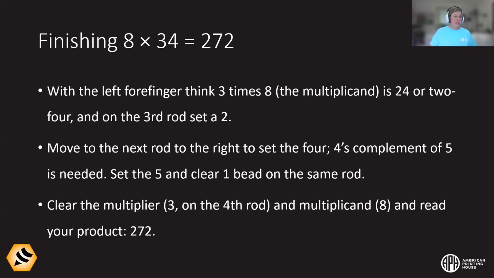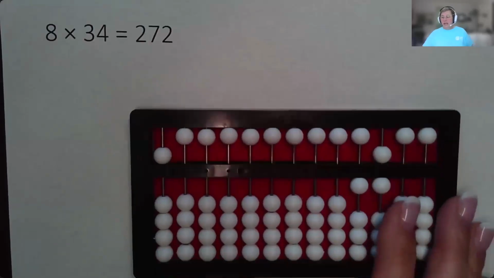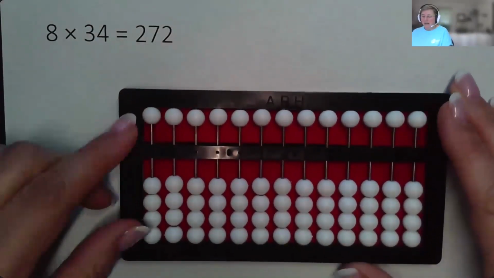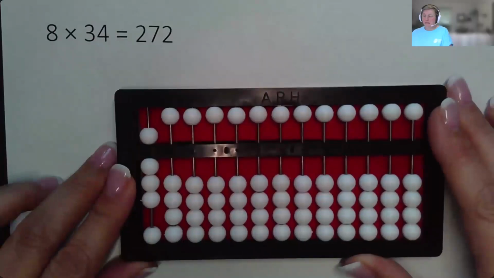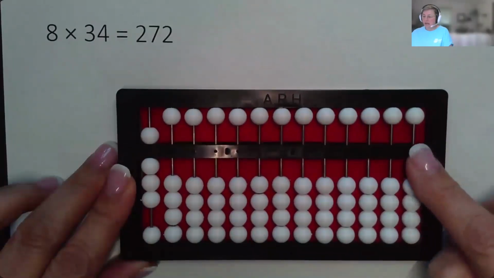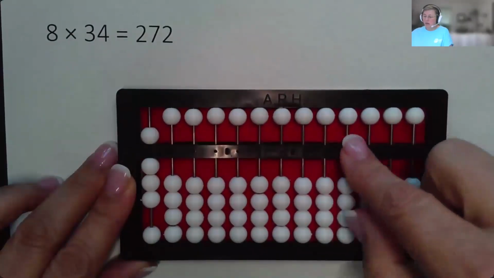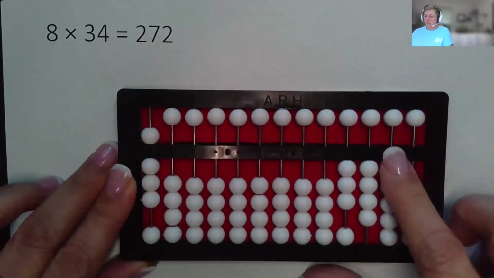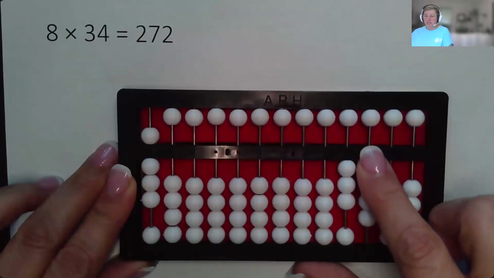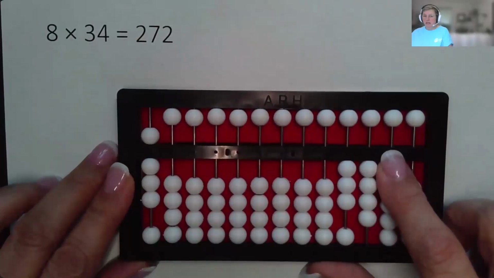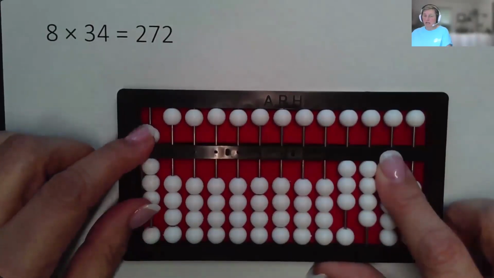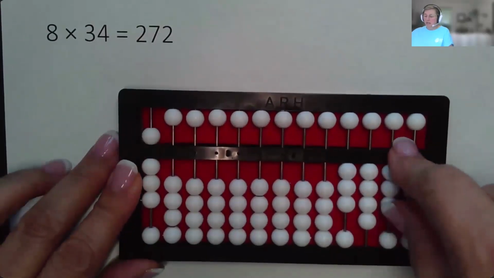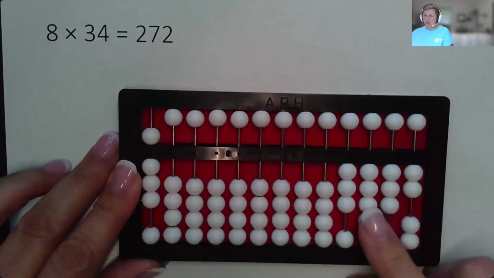Let's try this one together. 8 times 34. Set an 8 on the left-hand side. Count over to set the 34. 8 times 34. On the fourth column, set the 3. On the third column, set the 4. My right finger rolls in, finds the first digit is 4, moves to the right to wait. 4 times what? 4 times 8. 4 times 8 is 32. Where my right finger is, I set the 30, move over, set the 2. Clear the 4.